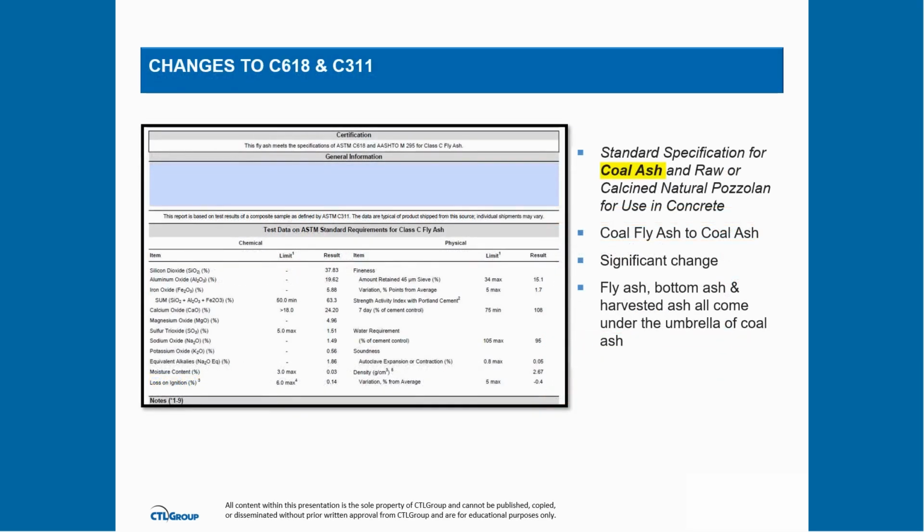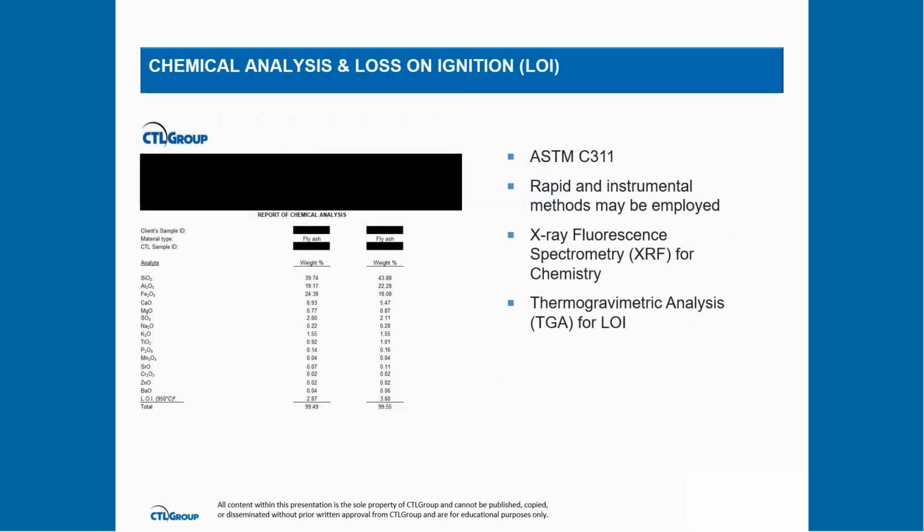There are many changes that have been happening in the ASTM specifications and also the test methods. One of the main changes that has happened recently is changing from coal fly ash to coal ash in the ASTM C618 specification. This is a very significant change because it covers fly ash, bottom ash, and also the harvested ash under the umbrella of coal ash for it to be used in concrete. There are two different fly ashes.